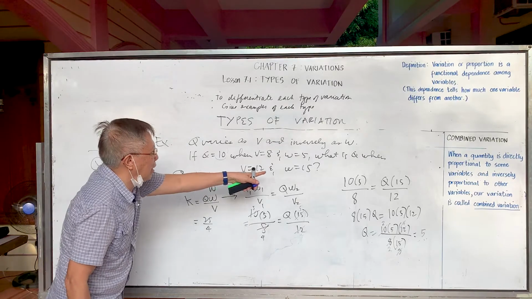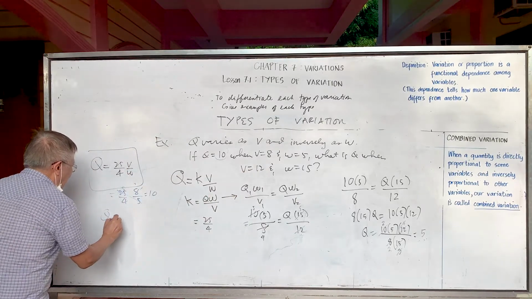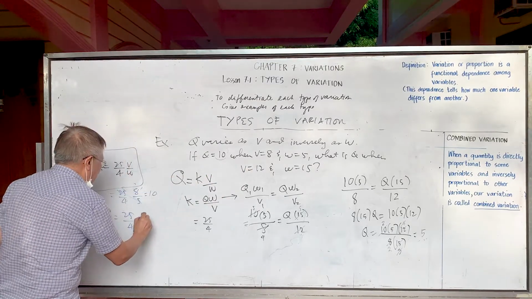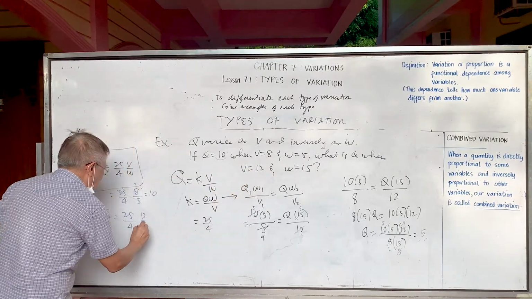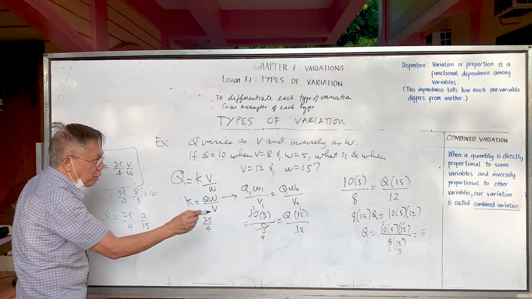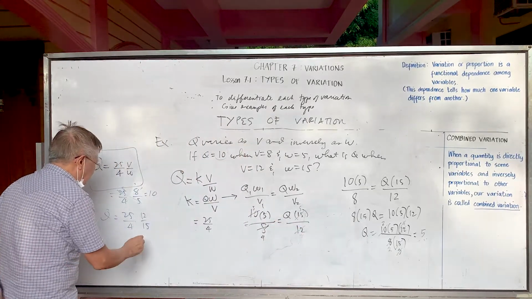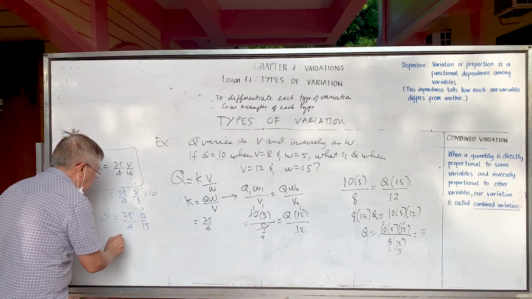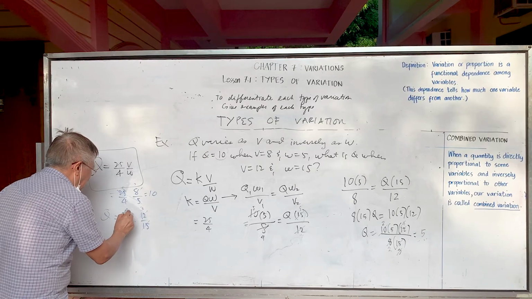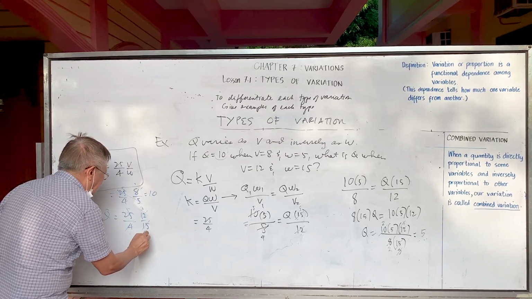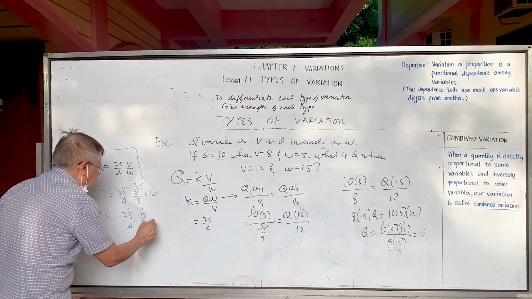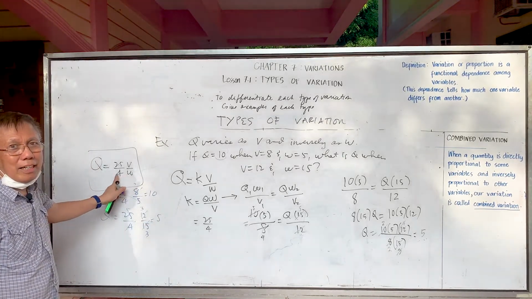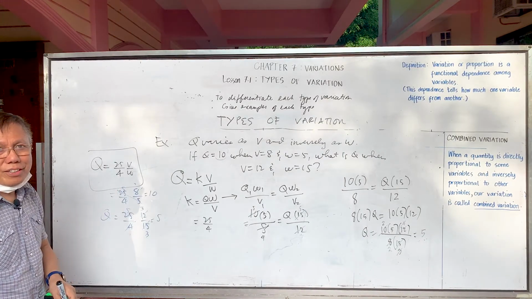Let's have the last one. If we have here 25 over 4 and then we have a V which is 12 and then a W which is 15, let's find out if the Q that we get is 5. Okay? So 12 and 4 is 3. 25 and 15. 25 divided by 5 is 5. 15 divided by 5 is 3. And 3 and 3 cancel out and then we get Q equals 5. So indeed, this is the general variation equation.